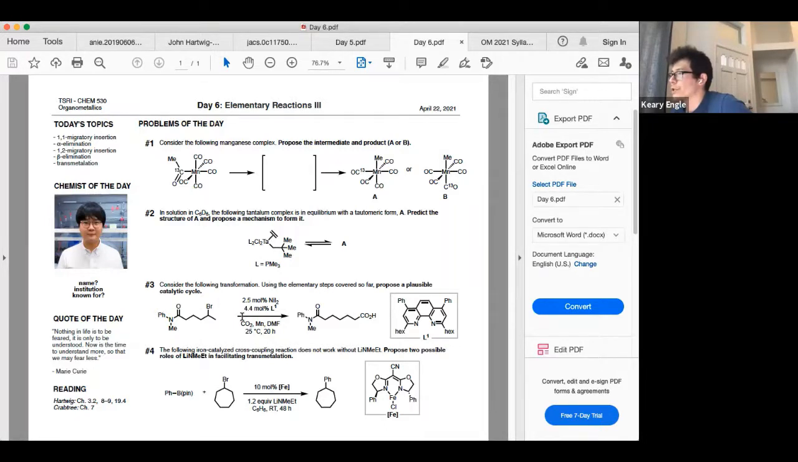So question 1 asks you to take a look at this. It's actually quite similar to the complex we just went through the kinetic analysis of. It's a pentacarbonyl manganese, but in this case, instead of the methyl, there's an acyl group. And then something is going to happen. There's some undefined intermediate that I'm asking you to propose the structure of, and then something else is going to happen. So I'm not being very helpful here in explaining the question. And then you'll get to either complex A or complex B.